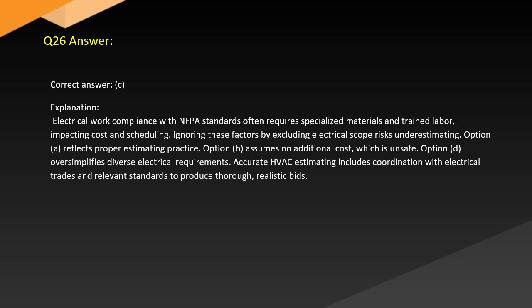Electrical work compliance with NFPA standards often requires specialized materials and trained labor, impacting cost and scheduling. Ignoring these factors by excluding electrical scope risks underestimating. Option A reflects proper estimating practice. Option B assumes no additional cost, which is unsafe. Option D oversimplifies diverse electrical requirements. Accurate HVAC estimating includes coordination with electrical trades and relevant standards to produce thorough, realistic bids.